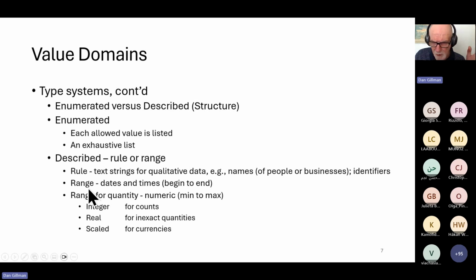A range is usually applied to dates and times. And we can also apply ranges for quantities. We can use integers for counts, real numbers for inexact quantities, or scale numbers, say, for currencies.